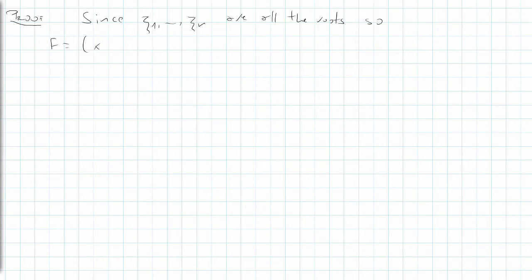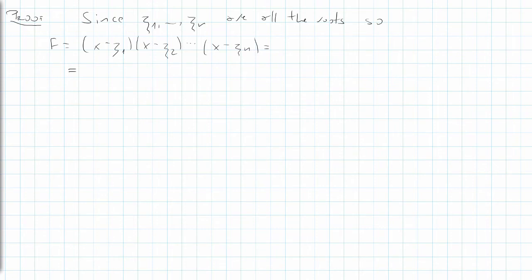It's x minus xi 1 times x minus xi 2 times and so on, x minus xi n. There is no coefficient in front of this product because we assumed that f is monic. And now we want to express this polynomial explicitly. We want to expand this product. We just multiply all these parentheses.